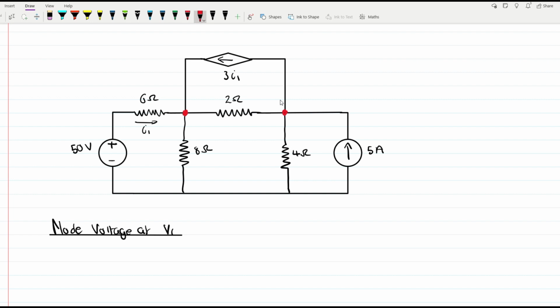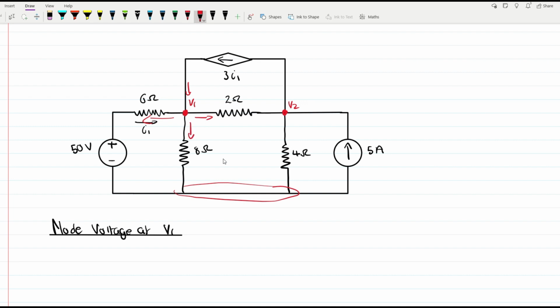So we're going to identify our nodes. We're going to have a node there and a node there, and then we can call this our reference node. So we have to label our nodes. I'm going to call this one V1 and I'm going to call this one V2. So we're going to do node voltage analysis at V1. We can assume that all the currents are going out. So this current is going out, and then we have a current source. We're going to say this is coming in, and then we have out and out.